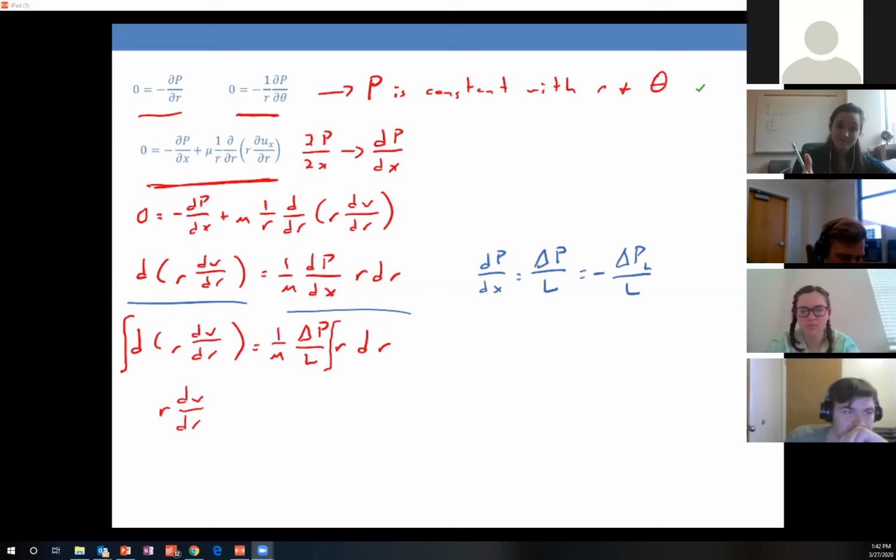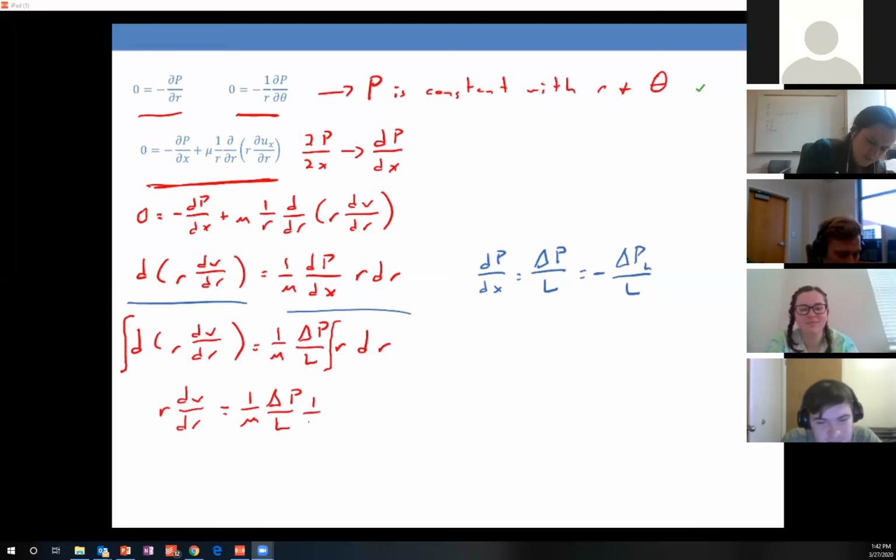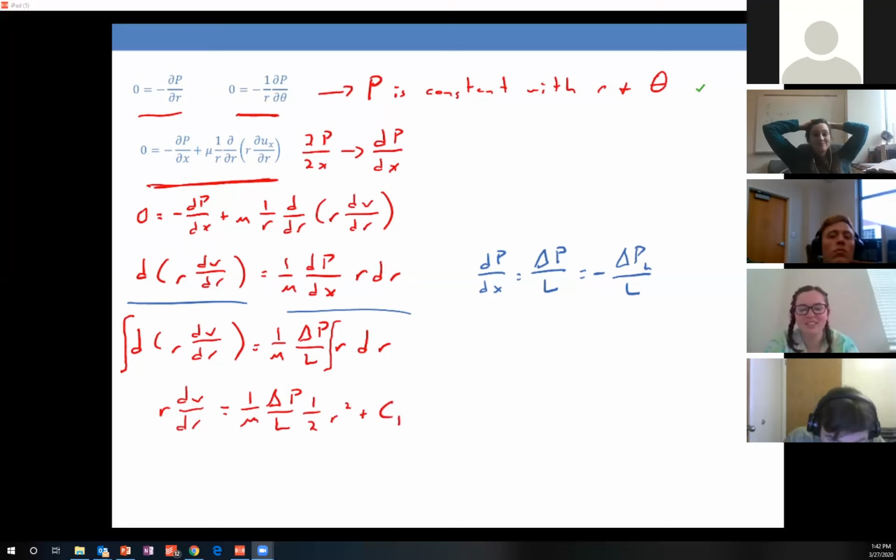You cool with that? Because it was just d of everything inside of there. So you integrate it and it just turns into everything inside of there, is equal to 1 over mu delta p over L times what? 1/2 r squared, plus some constant. I'm going to call it constant 1 because we're going to have to integrate again. So cool. And now we integrate again.